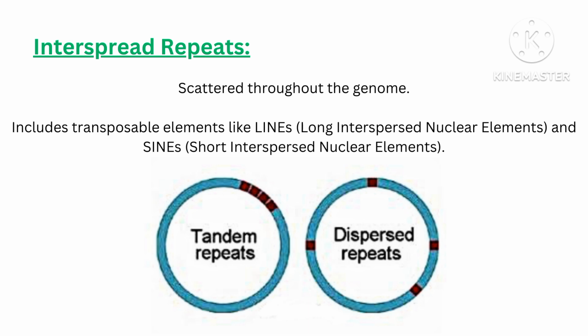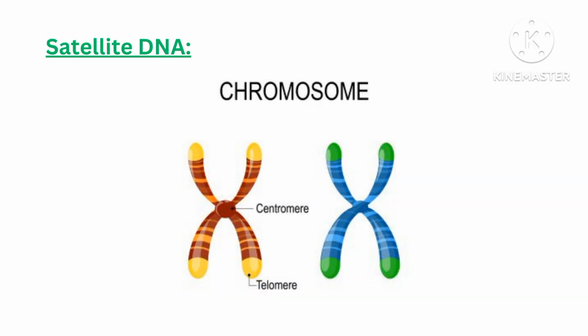2. Interspersed repeats: scattered throughout the genome. Includes transposable elements like LINEs, long interspersed nuclear elements, and SINEs, short interspersed nuclear elements. 3. Satellite DNA: found in centromeres and telomeres, contributing to chromosomal stability.